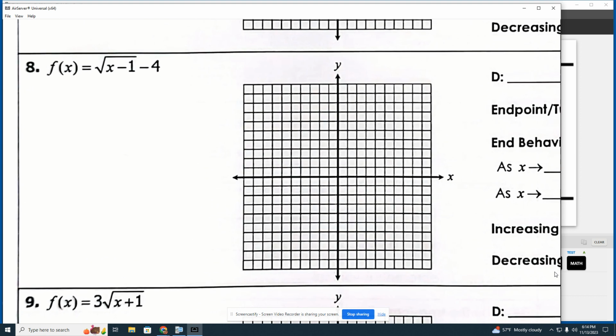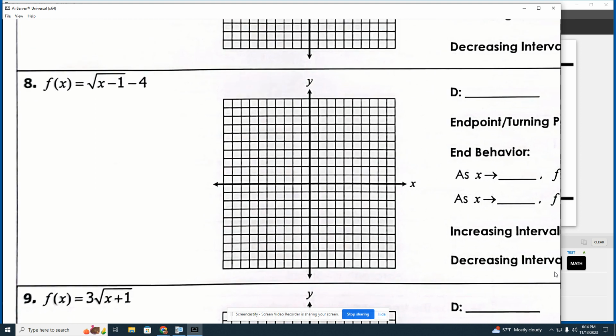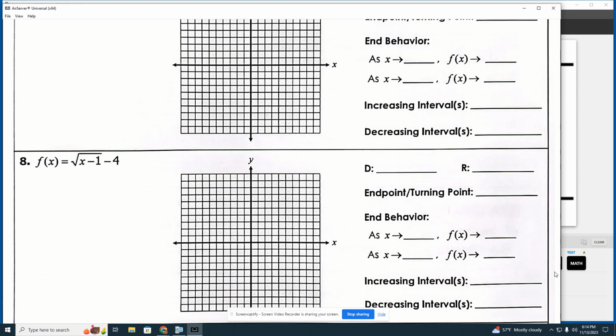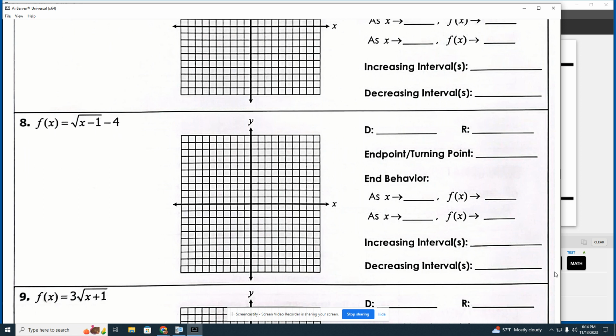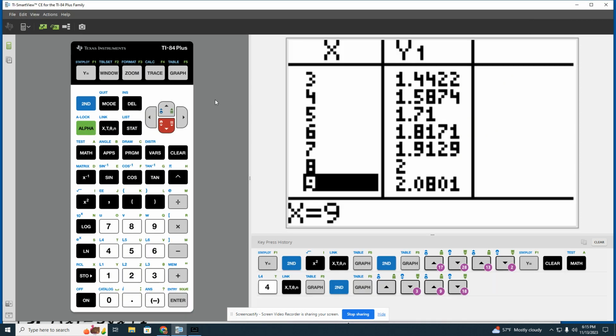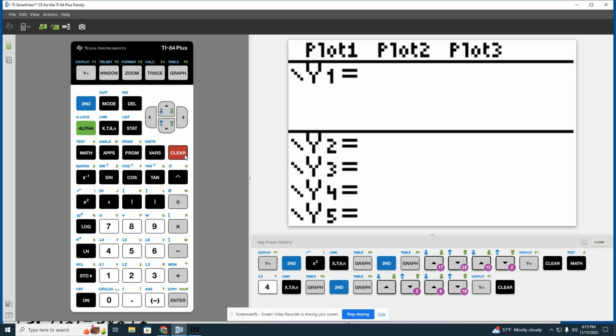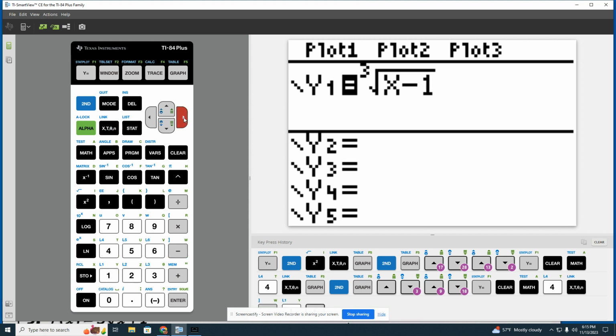Okay, number 8. Let's go type in. Actually, you know what? On my paper, and you're going to do this too, hopefully you're all paying attention, I want you to change this to the cube root. The cube root of x minus 1, minus 4. So make that change real quick. Now we're ready to go graph it. So here we go. Let's go to y equals. I'm going to clear out what we got in there. And we're going to do the cube root. So math number 4, the cube root of x minus 1, then scroll outside the radical and do -4.